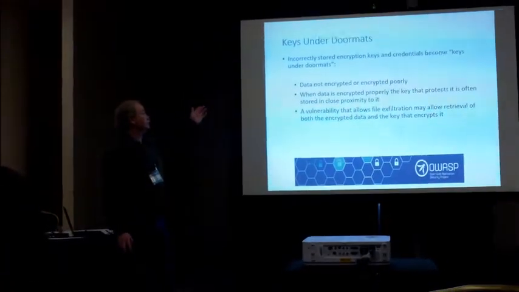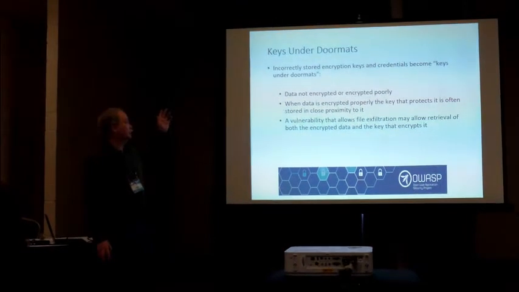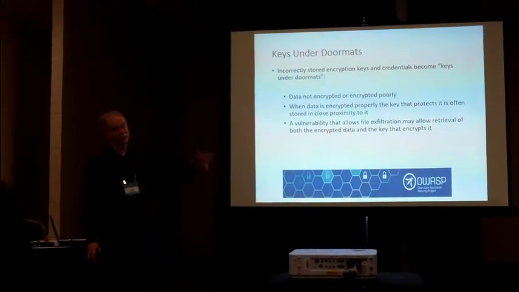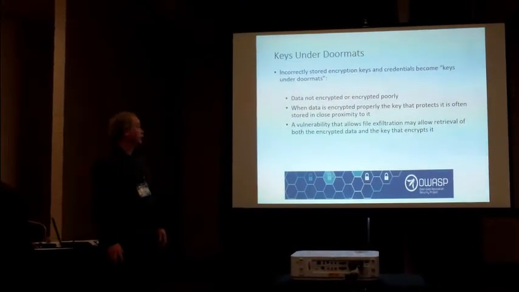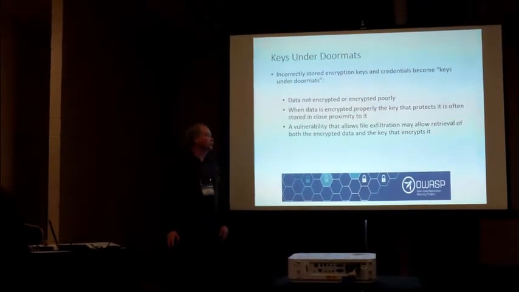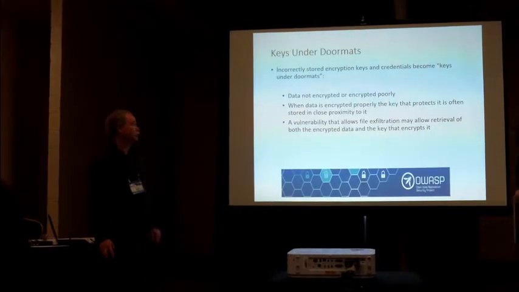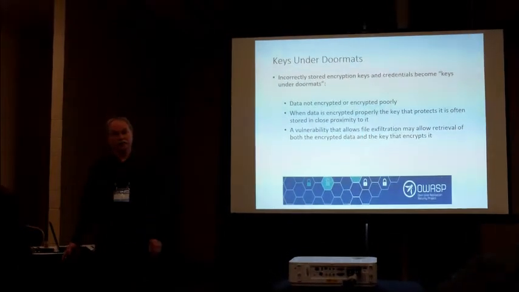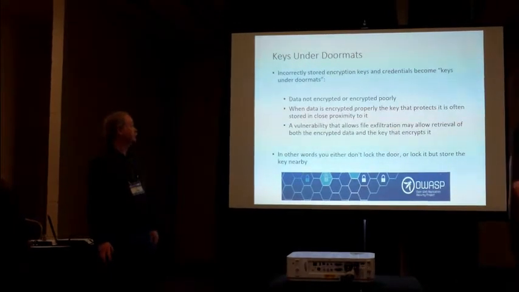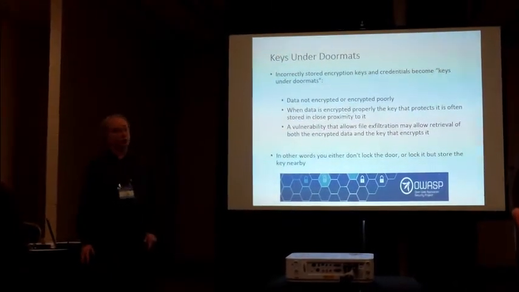And so we will see data that's not encrypted, or is encrypted poorly, or is encrypted properly and then the key stored someplace close by. Or the one we're really concentrating on and trying to solve here is vulnerabilities that allow file exfiltration, to allow retrieval of the encrypted data and the key that's used to encrypt it. In other words, you didn't lock the door, or you locked it and you put the key someplace close by.